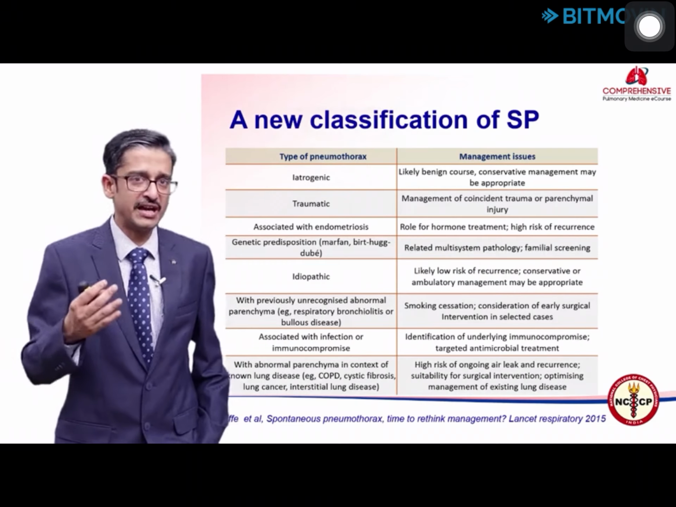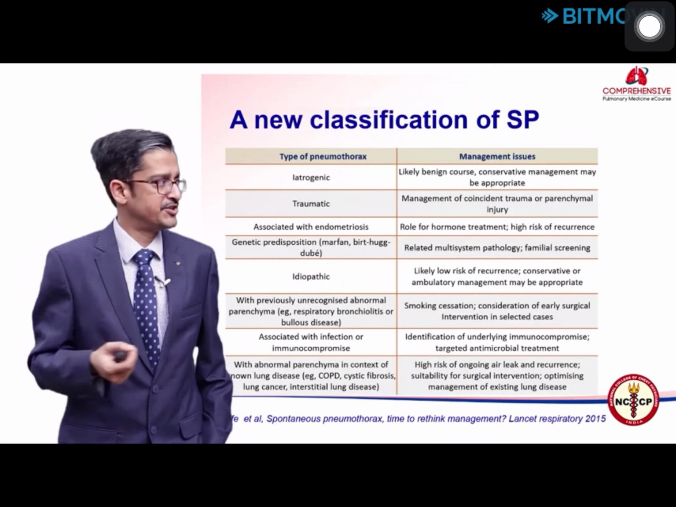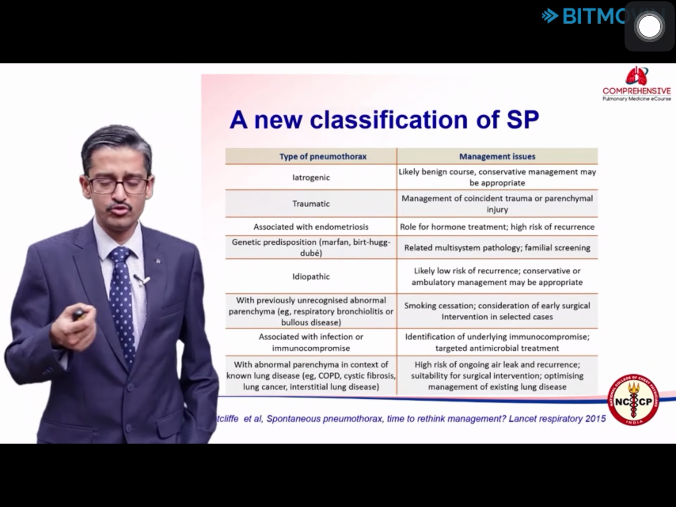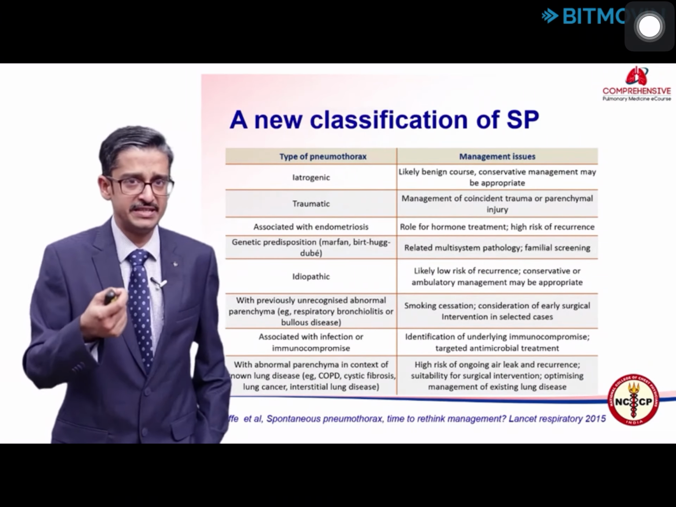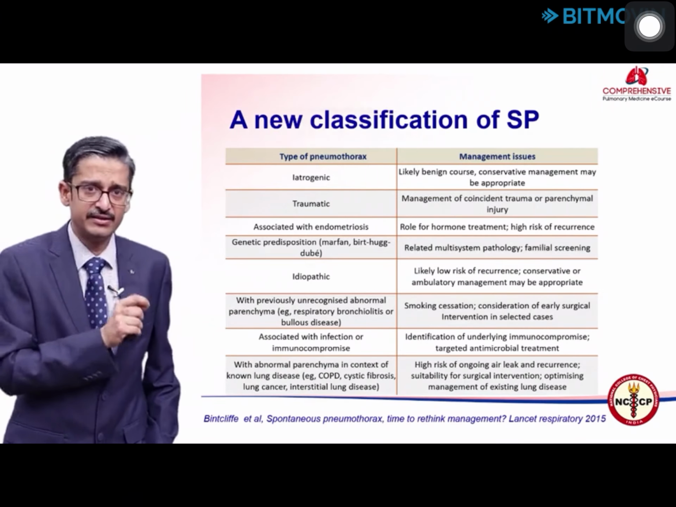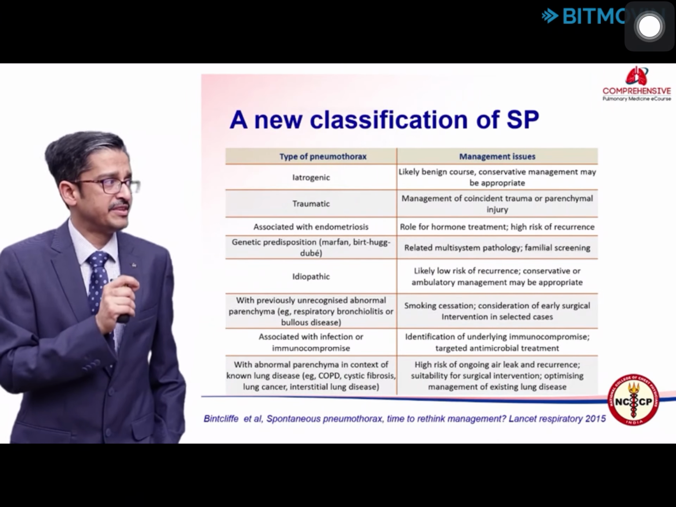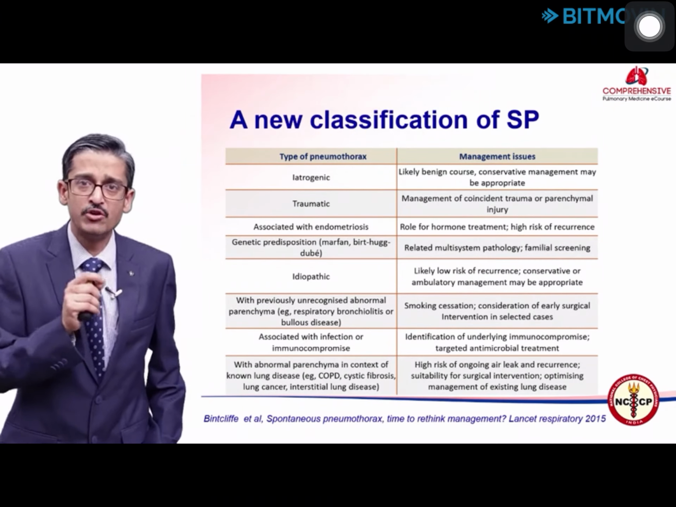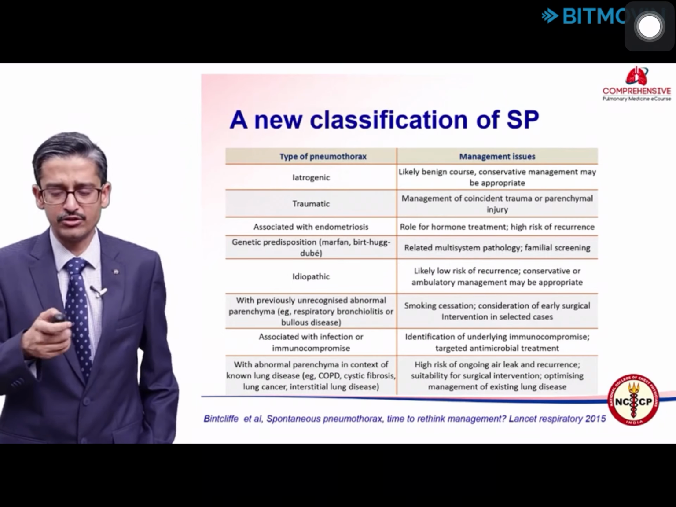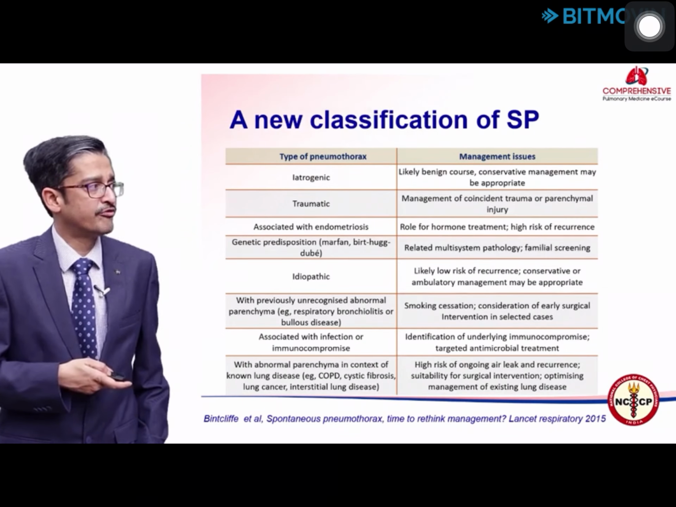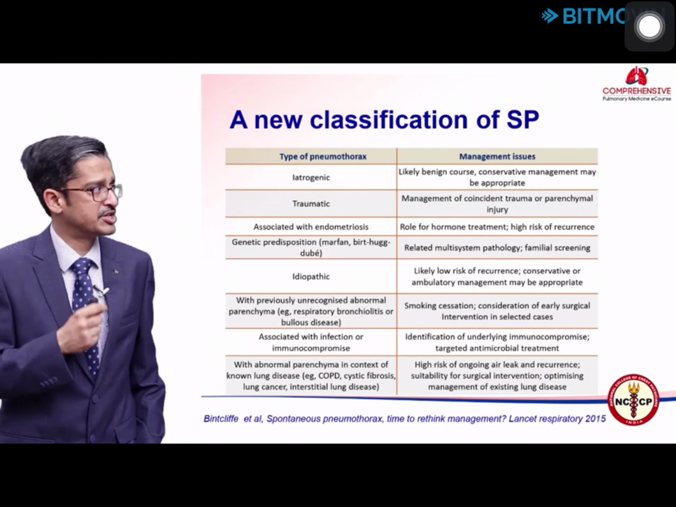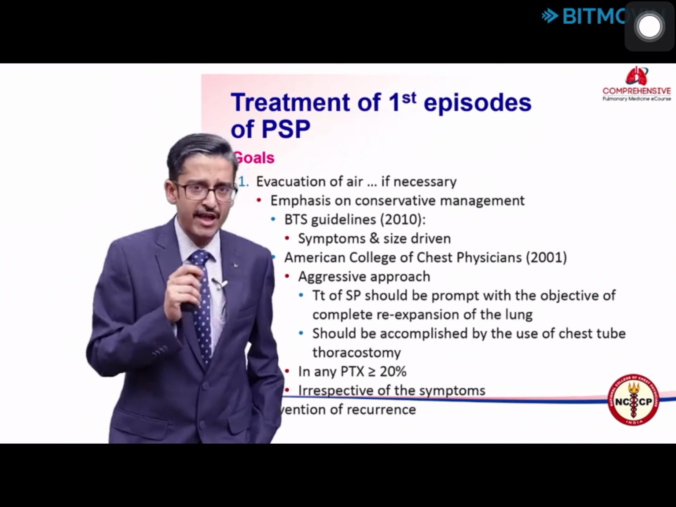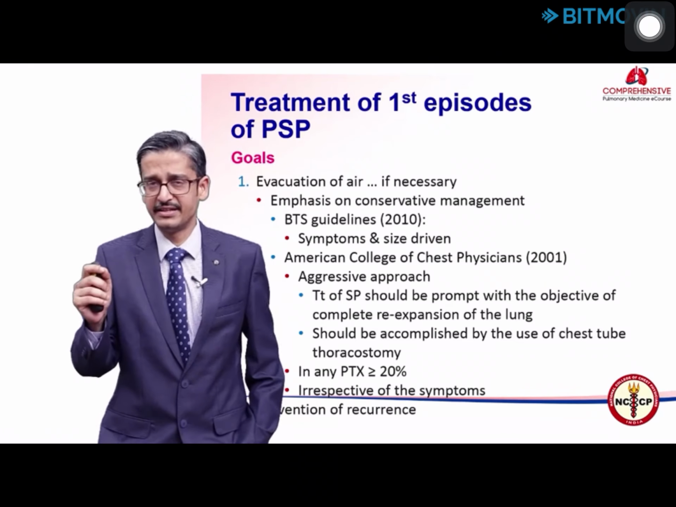So obviously it's not just guys, but the group where there's underlying secondary lung disease. So COPD, interstitial lung disease, cystic fibrosis, lung cancer, you know this list as well as I do. And here lies the risk of mortality, here lies the risk of ongoing leak and recurrence, and here lies the group where you might want to refer to your friendly cardiothoracic surgeon at an early date for optimizing management of this condition.